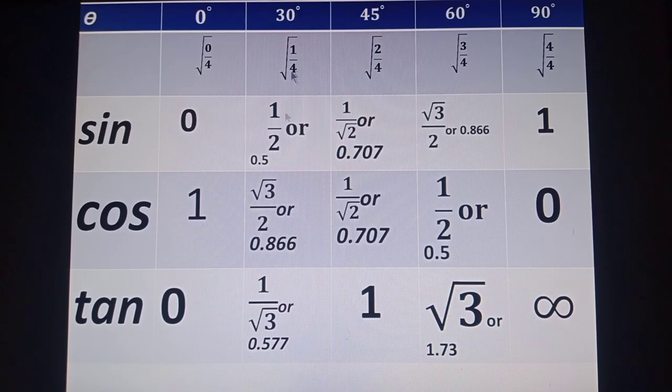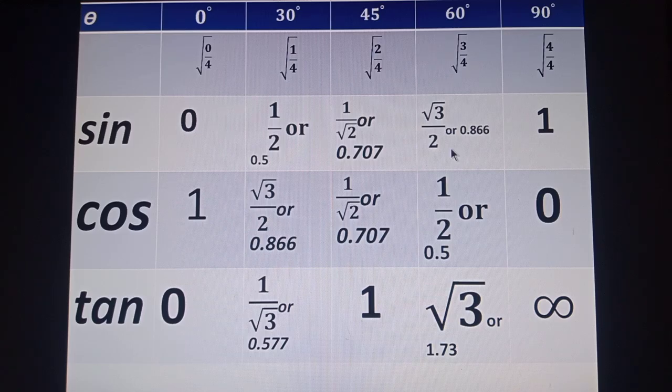Now come to tangent 30. Sine 30 divided by cos 30 will give you tangent 30. When this fraction 1 by 2 is divided by root 3 by 2, or 0.5 divided by 0.866, you will get 1 over root 3 in fractions or 0.577 in decimals. Next, 45. Tangent 45 is equal to sine 45 divided by cos 45. Simple is the case. Divide this value with this value, you will get the value for tangent. Both are the same, so the value will be 1.